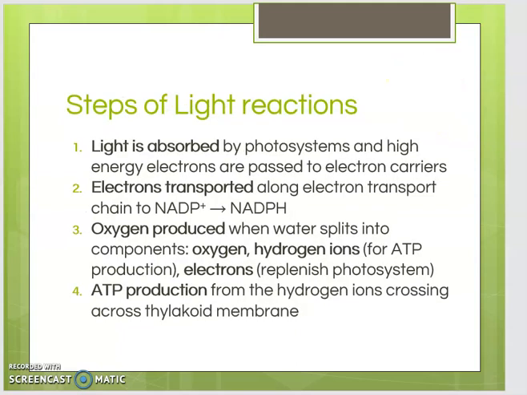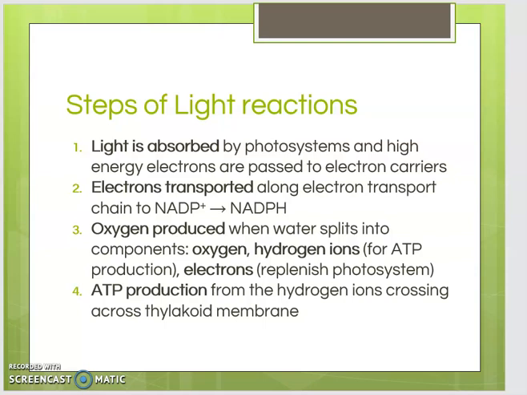The steps of the light-dependent reactions are as follows. First, light is absorbed by photosystems and high-energy electrons are passed to electron carriers. Then those electrons are going to be transported along an electron transport chain to NADP plus to make NADPH. Oxygen is going to be produced because water is going to split into oxygen, hydrogen ions, and then some electrons.